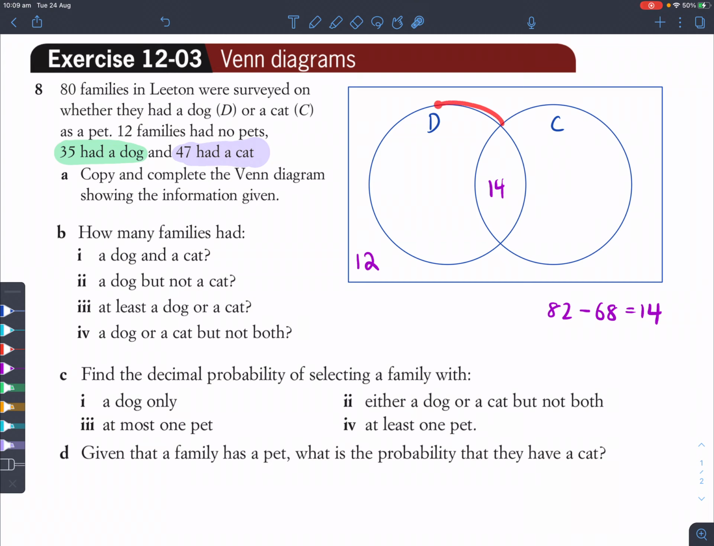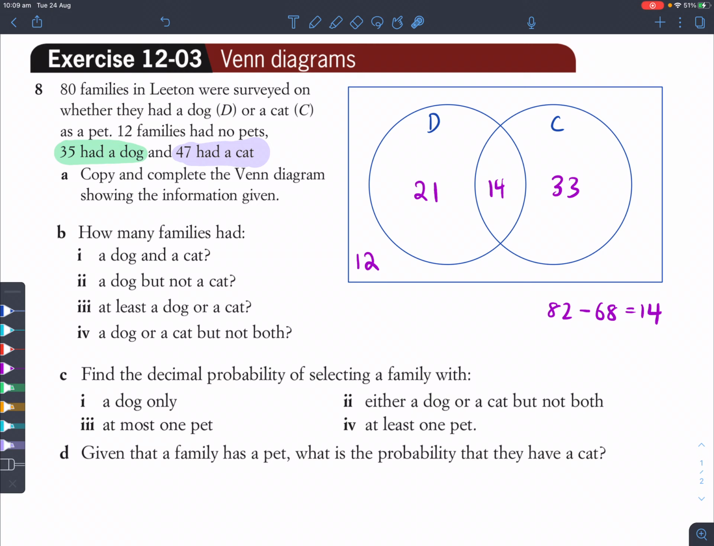So remember, 35 families had a dog, which means people who only have a dog would be 35 minus 14, which is the number 21. And in this circle, we know that 47 families had a cat. So 47 minus 14 gives me families who only have a cat, and that would equal 33. Okay? So if we add all these numbers up, they should total 80 families now.